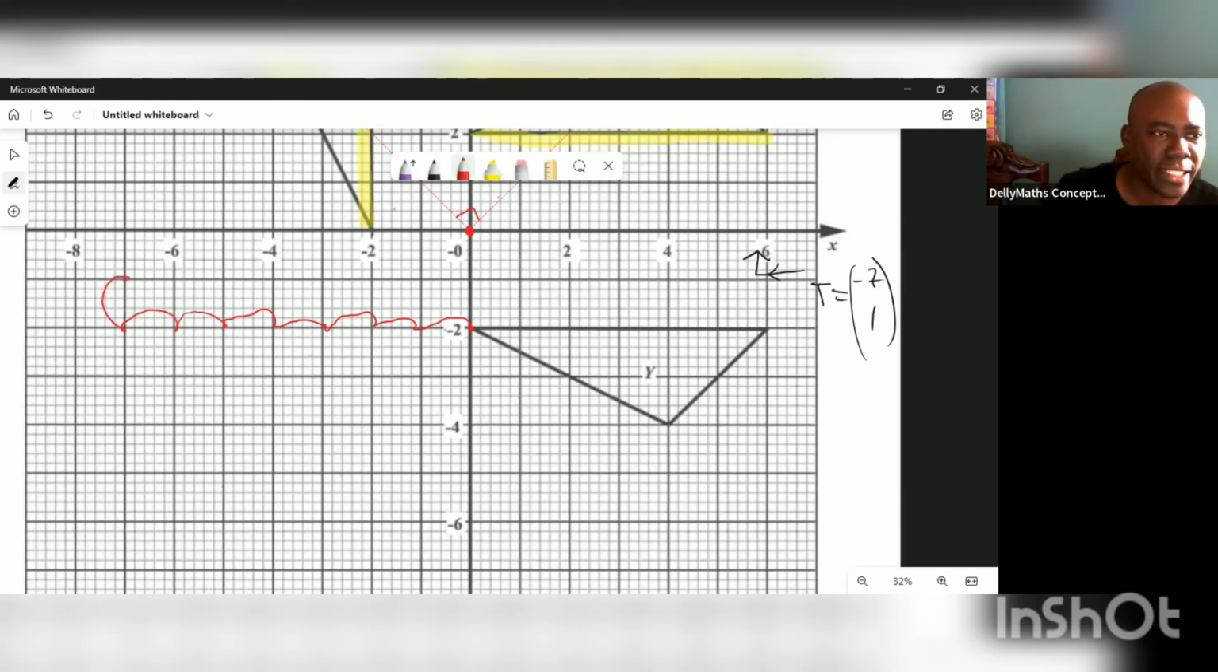So it landed here. This point here is going to move 7 to the left, then 1 up. So let's go 1, 2, 3, 4, 5, 6, 7, and then 1 up. So it lands here. This point here will move 7 to the left and then 1 up, the same. 1, 2, 3, 4, 5, 6, 7, and then 1 up here.